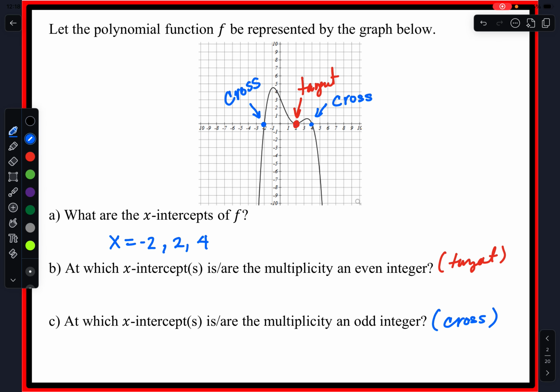So here, because we only have one place where the graph is tangent at +2, +2 is going to have an even multiplicity, and x equals -2 and +4, at those locations, the graph is going to have an odd multiplicity, meaning that x will equal -2 an odd number of times, and the same thing with 4.